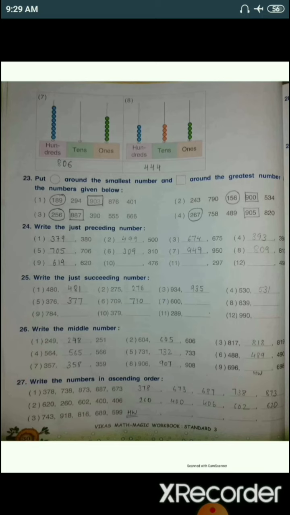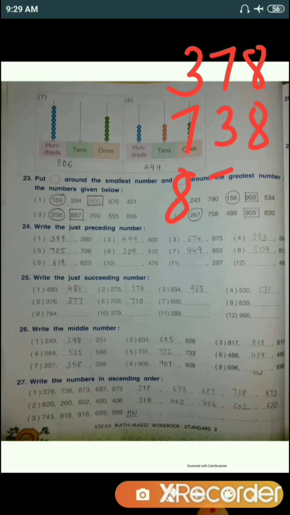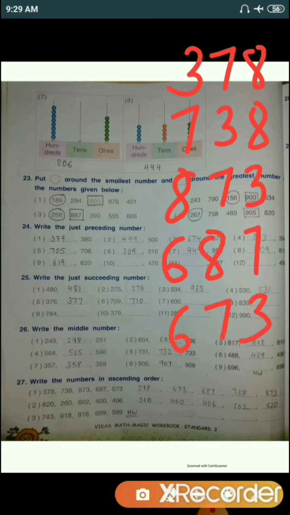Now, question number 27. Write the numbers in ascending order. Now, what do you mean by ascending order? Smallest number to greatest number. So let's see number 1. 378, 738, 873, 687, 673.